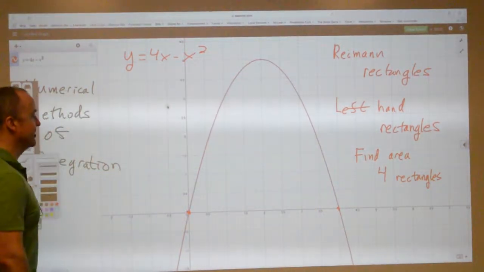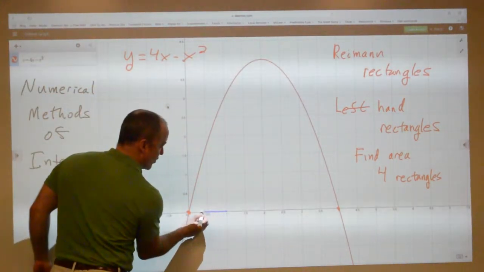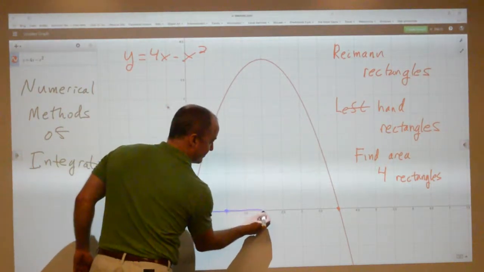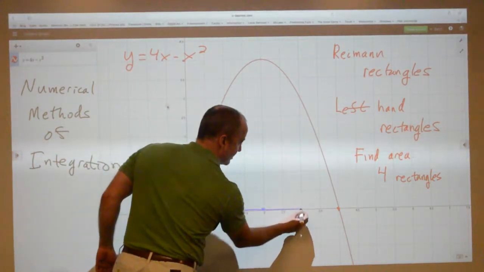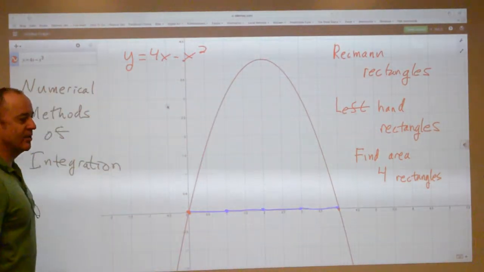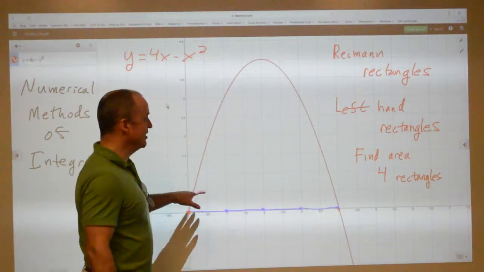Okay, so what we're going to do for these rectangles, we're going to divide this into 4, these rectangles are going to have 4 bases. That base, that base, that base, and that base. Are you all at that base? Okay, stop, we're recording.